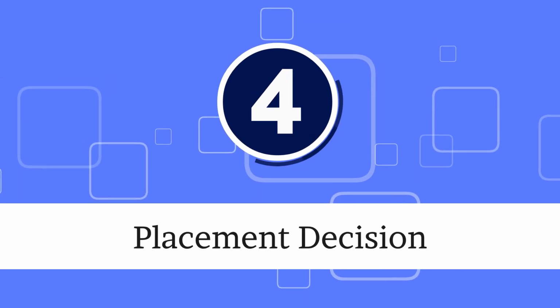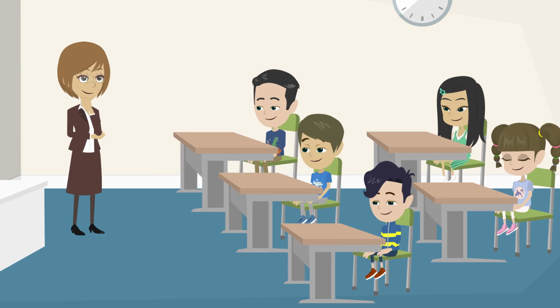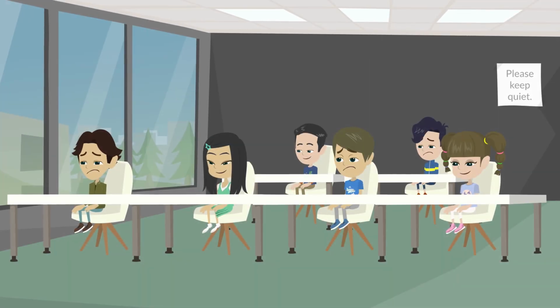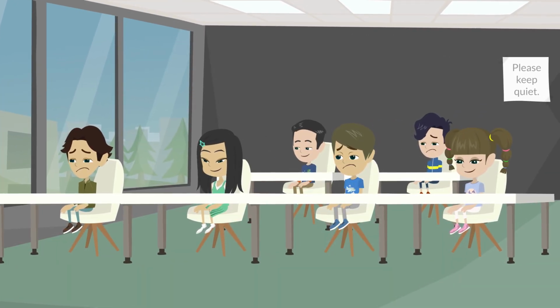The placement decision is another critical component. Least restrictive environment, LRE, means your child should be with their typical peers as much as possible while still getting appropriate support. I've seen schools default to more restrictive settings without fully exploring inclusion options.